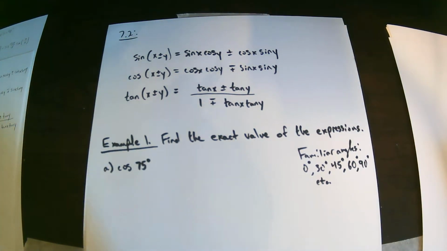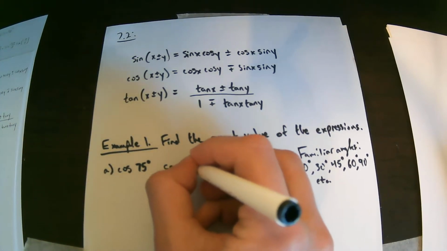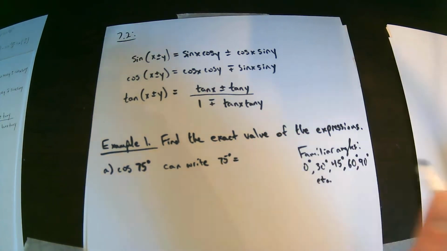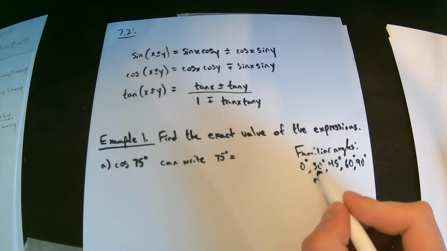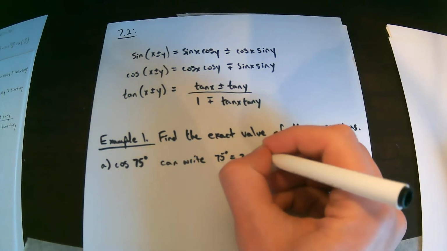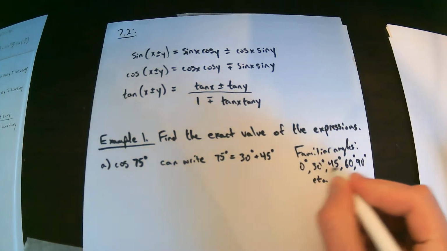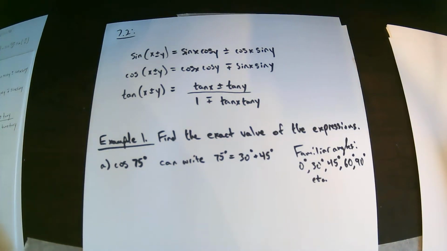75 is not there, but we can write 75 degrees as, what can we write it as? We can write it as a sum of 30 plus 45. So you've got to get a little creative and just sit there and think about it for a minute, like which of these angles, or multiple of these angles, can I add or subtract to get 75?